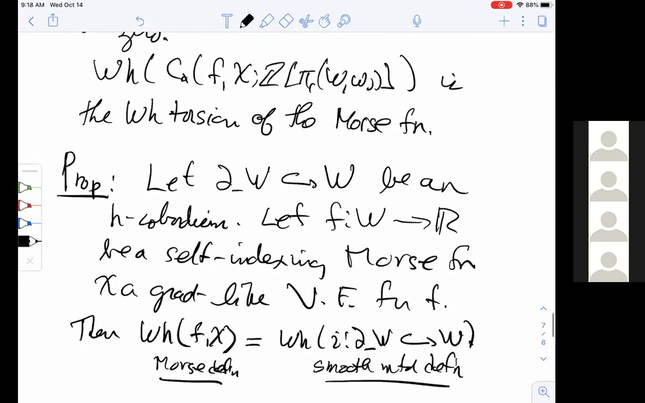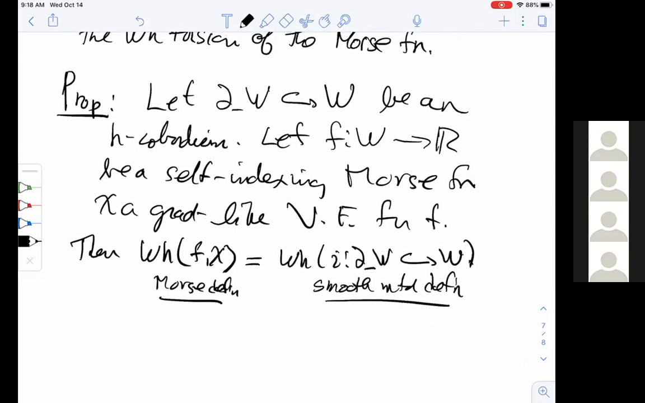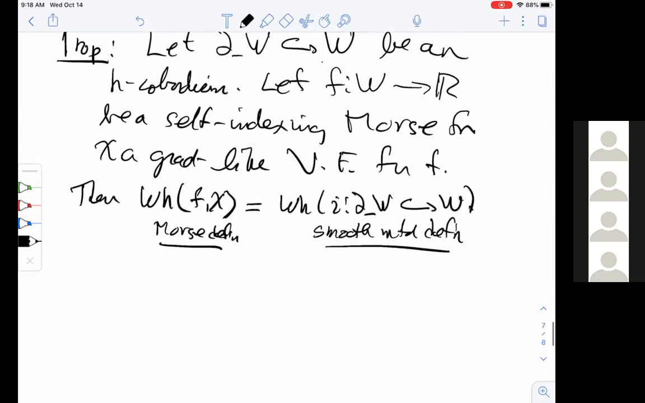So the two ways that we have of defining the Whitehead torsion of an s-cobordism, either by realizing these are smooth manifolds, triangulating and using the cell structures to define Whitehead torsion, or by using the Morse complex, give the same answer. I'm not going to prove this, but I'll sketch it briefly.